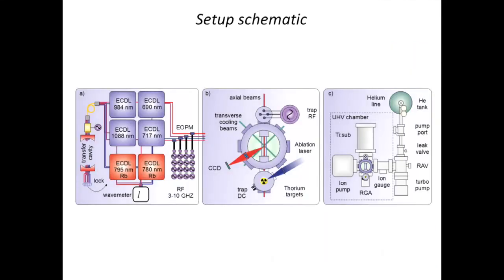Another important part of our apparatus is a set of six diode lasers that do everything here. Three of these lasers, 984, 690, and 1088 nanometers, are used for laser cooling on these electric dipole transitions. The fourth, the 717 laser, is used to excite the electric quadrupole transitions that promote the ion into the metastable 7s level, and the 795 and 780 nanometer lasers are used for frequency reference together with a reference cavity.